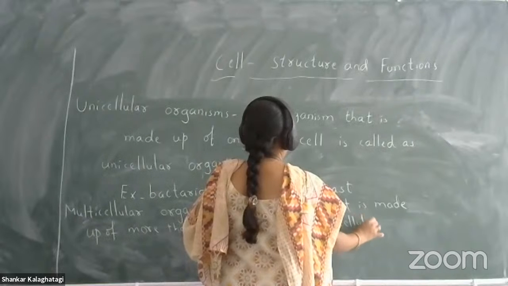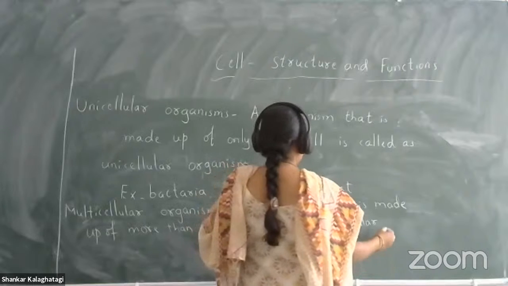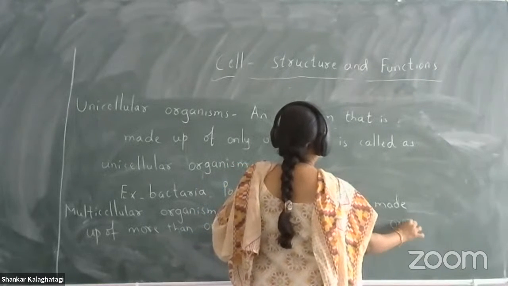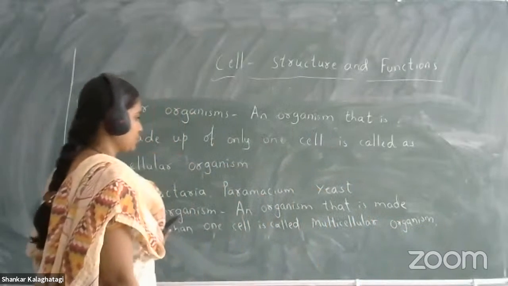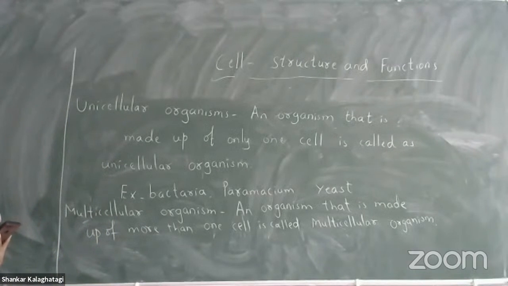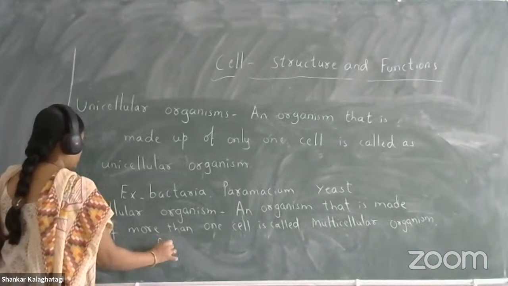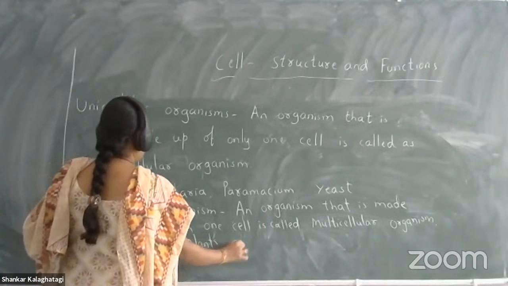Ma'am, for unicellular, what is the second example? Paramecium. Write bacteria and yeast, students. Bacteria and yeast, that is paramecium. Multicellular: plants, animals.